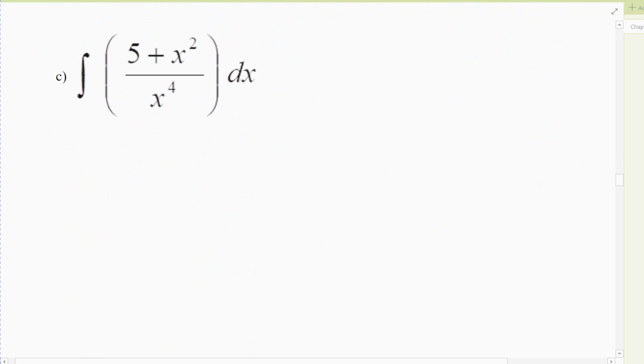Alright, for the next example, I have to do some simplification first. We actually don't have a quotient rule for antiderivatives. It doesn't exist. So either it's a special case where I can use a logarithm, or I have to manipulate the function to get rid of the quotient part. I have to move my fraction up and make it negative exponents, which is what we're going to do here. First thing I'm going to do is split it into two little fractions: 5 divided by x to the 4th plus x squared divided by x to the 4th. And then rewrite it.